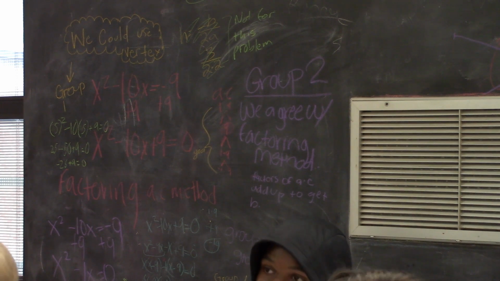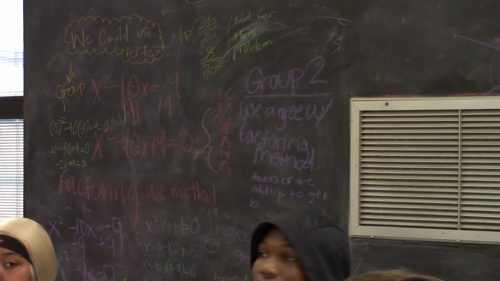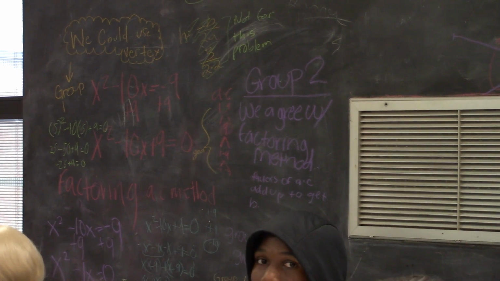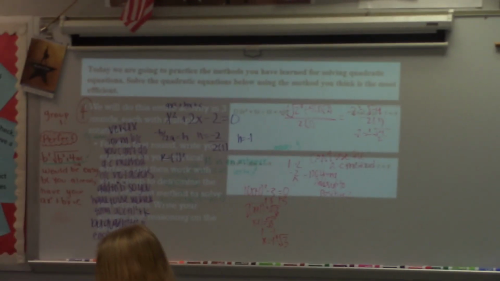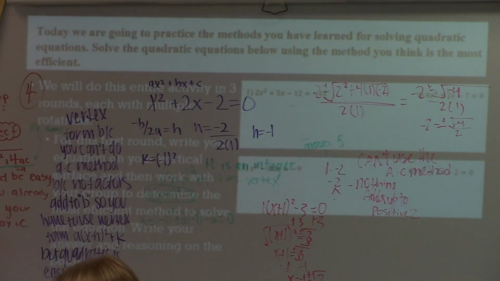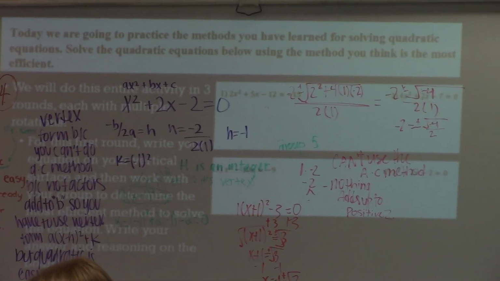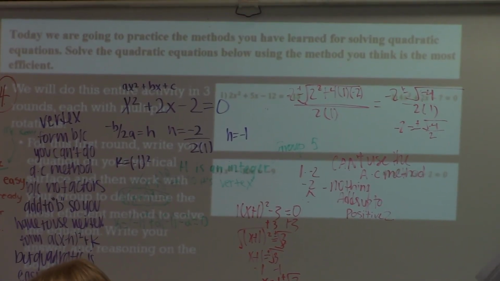Where's group 4? Right there. Thank you. What did y'all start out by saying would be the most efficient way, or what did y'all come up with? We did vertex. So why did y'all choose to use vertex? The quadratic was easier, but we did vertex. So why did you think it was easier once you started out using vertex form?